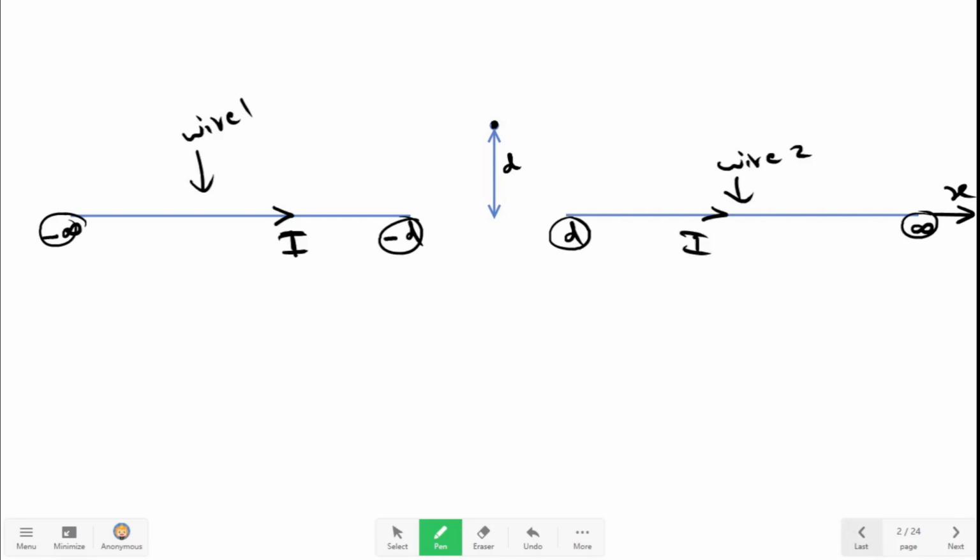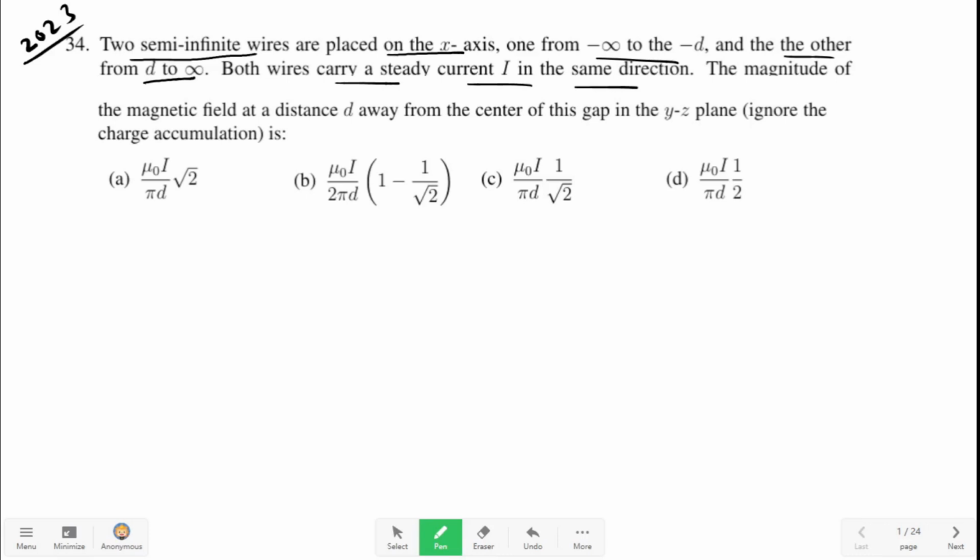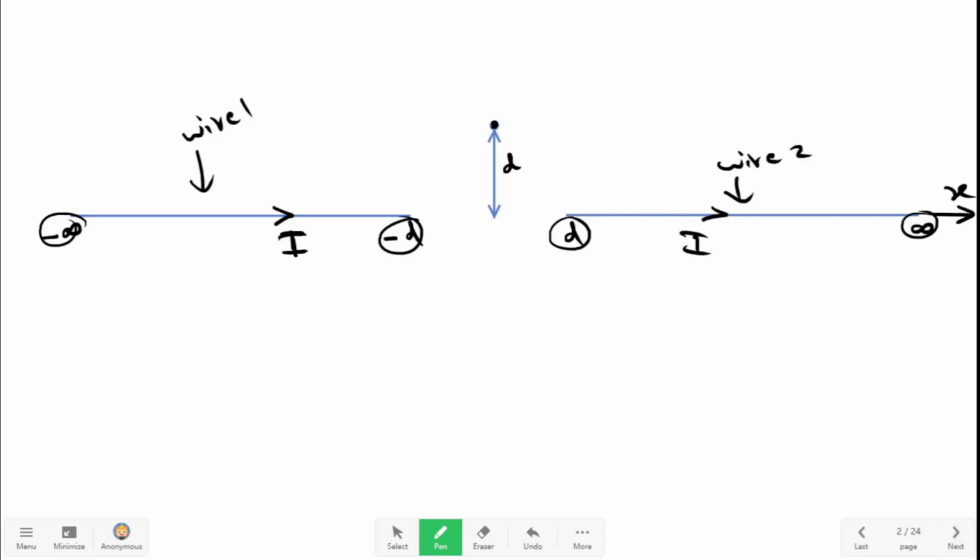Now what is the question? The question is asking us to find the magnitude of magnetic field at a distance d away from the center of this gap in the YZ plane. So the center of the gap is this. From there, at a distance d, we have to find the magnetic field.